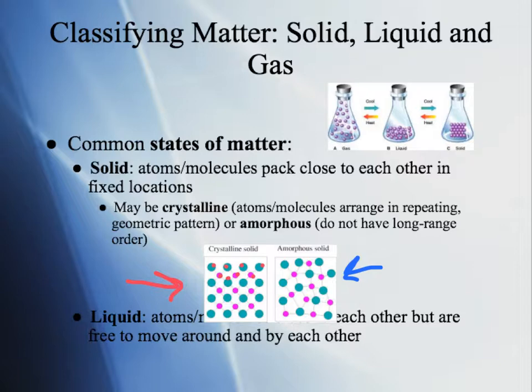Now, in the liquid state of matter, atoms and molecules are next to each other, but they're free to move around and by each other. So they have a little more freedom. They don't just vibrate next to each other. They can wiggle and slide around each other. In fact, something that's solid has a definite shape and volume. Something that's liquid has a definite volume but not a definite shape. You can pour it into other objects and it'll take the shape of whatever object it's in.